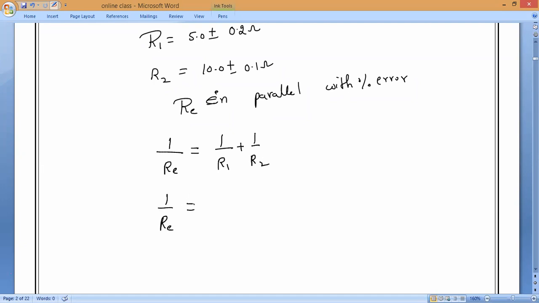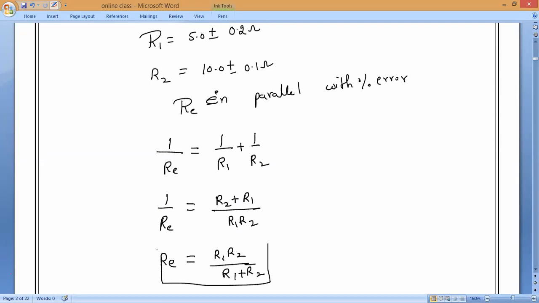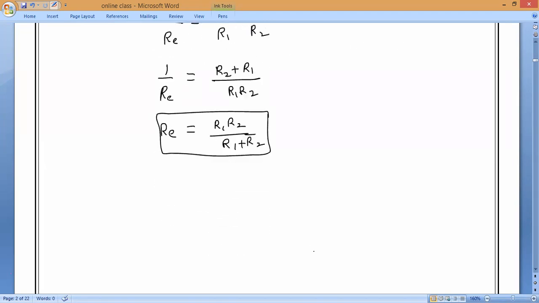Only 2 resistors are given, so I have given you one shortcut also. R is equal to R1 into R2 divided by R1 plus R2. This is what we have studied; I taught you in class 10. Do you remember that?